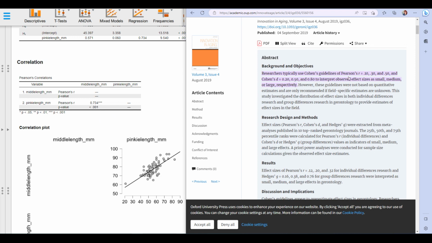Is it bigger than 0.1? Yes, so it is at least a small effect size. Is it bigger than 0.3? Yes, at least a medium effect size. Is it bigger than 0.5? Yes, 0.7 is bigger than 0.5. So in this case, we actually are seeing a very large effect size.